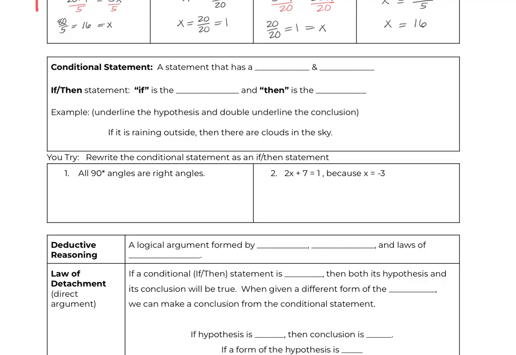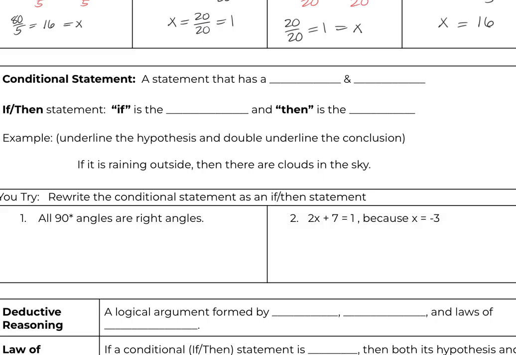Proof is based on conditional statements. You're always going to have a statement that has a hypothesis and a conclusion. What we call these is an if-then statement. If something happens, then something else will happen. So the if part is the hypothesis, and the then part is the conclusion.